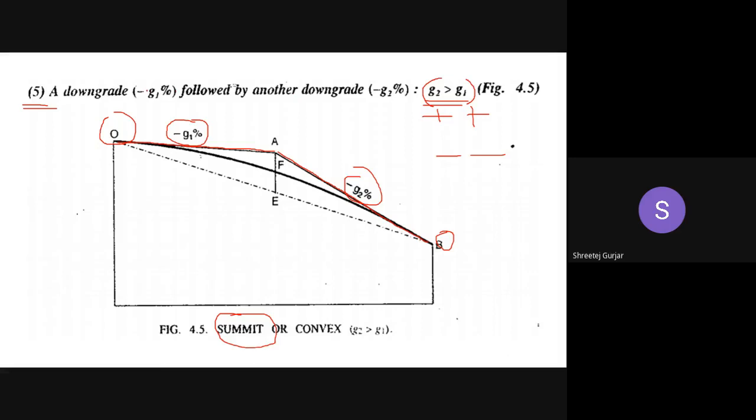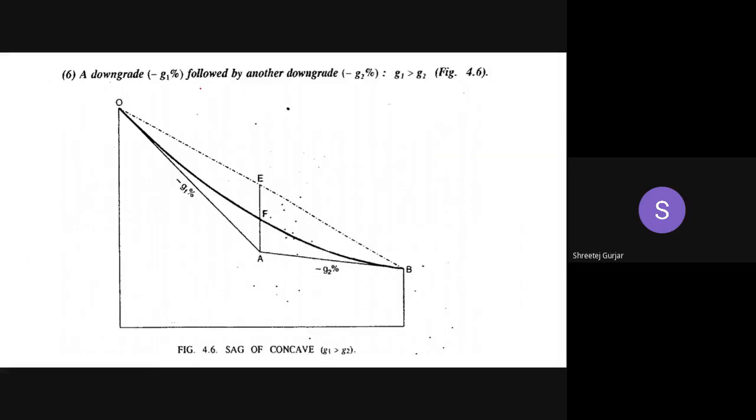Okay. So this is the fifth one, and coming to the last one. What is the last one? The same thing, a minus meeting a minus curve, but here G1 is greater than G2, right? So this is a very steep downward gradient, which is meeting another downward gradient which is not very steep, or which has a gradient lesser than the first gradient. So here the condition is G1 is greater than G2.